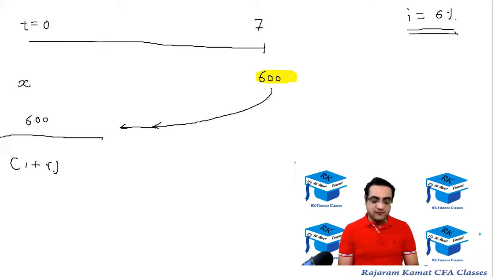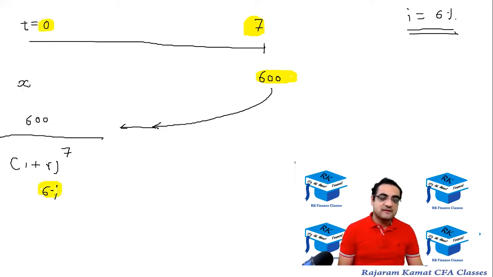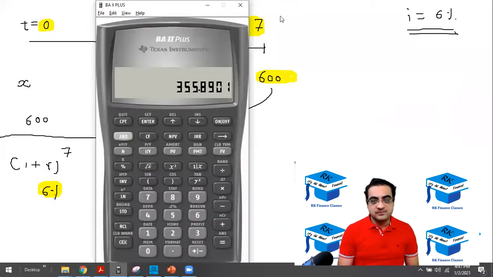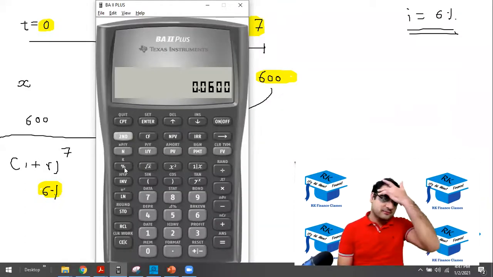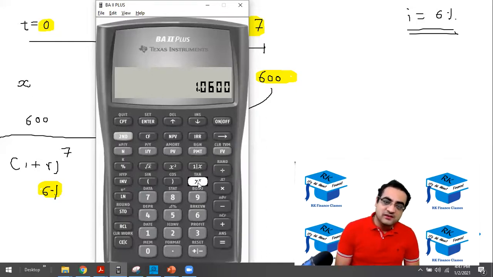I'm taking it back from the 7th year to the 0th year, and hence it will be raised to 7. And that R is 6%, which is given over here. So let's start with the calculators. Let's press 6% first. Then press plus 1 equal to, that's 1.06. To do raised to 7, press y to the power x.